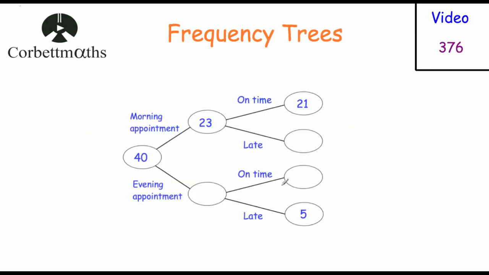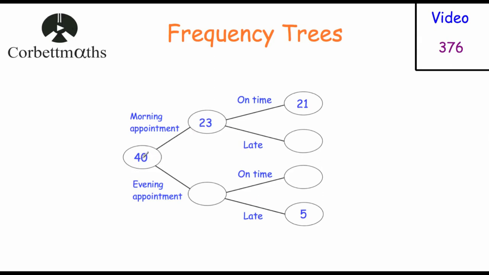Our next topic is frequency tree. So here's a frequency tree, and we've got morning appointment, evening appointment. So we've got this 40 appointments altogether. We know there's 23 in the morning and there's some in the evening. And then we've got on time, late.